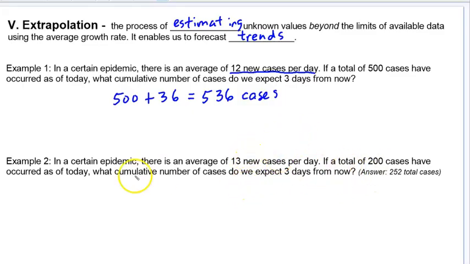All right, similar here, we have an epidemic, 13 per day. We have 200 as of today. How many can we expect? This should be 4 days from now. So 200, and so 13 times 4 is 52. Pretty easy. We should expect 252 cases total 4 days from now.